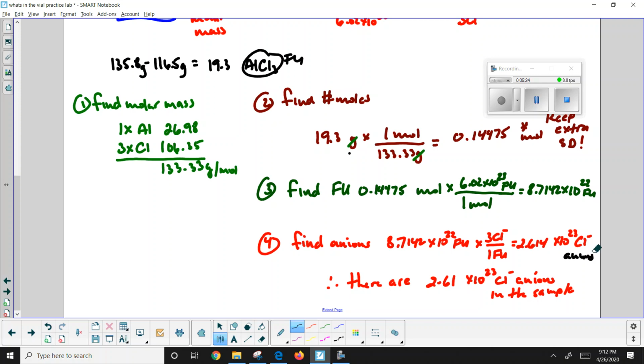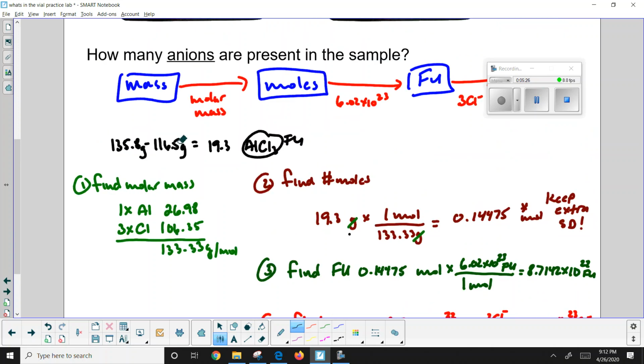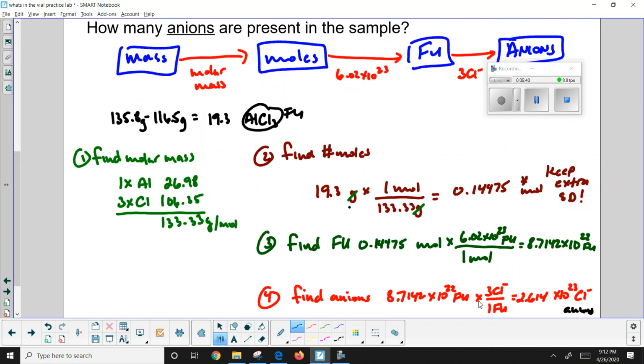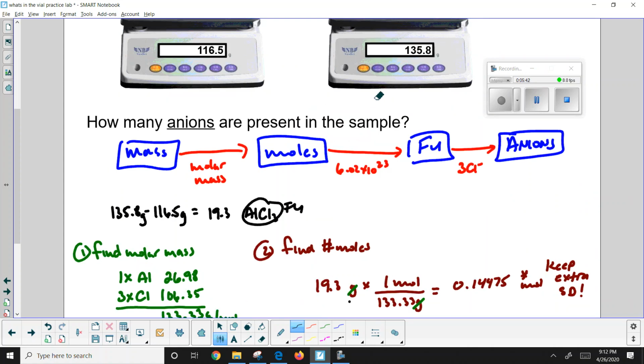Now, with significant digits, I'm going to go way back up to the top here. I got 3 significant digits here from my mass. That's how many significant digits I have in my final answer. So I've got 2.61 times 10 to the 23 chlorine anions in my beaker. How cool is that? We can figure out how many anions are floating around in here.